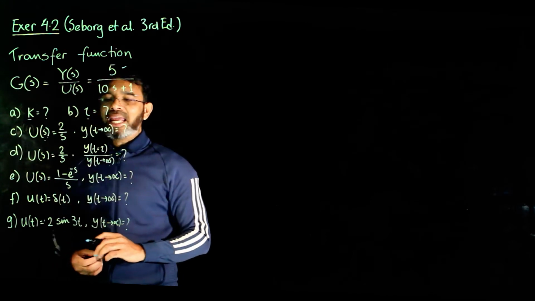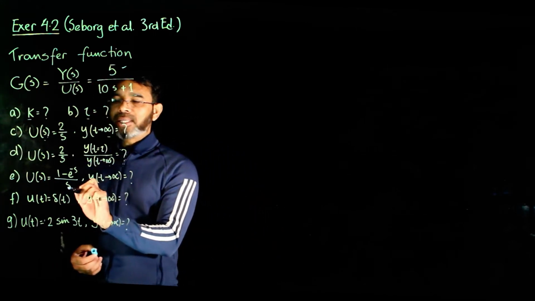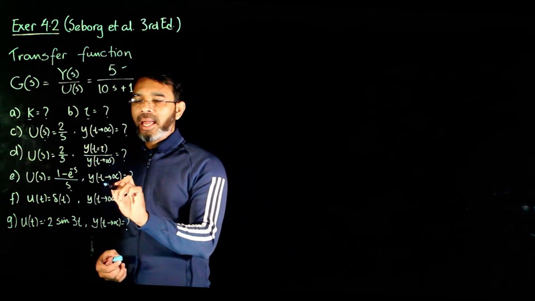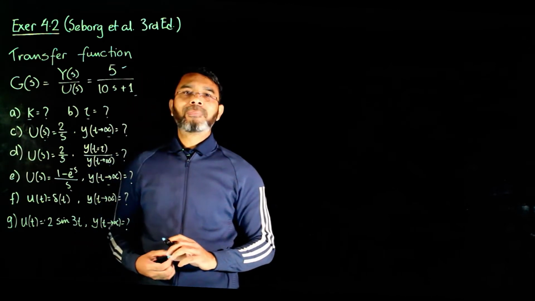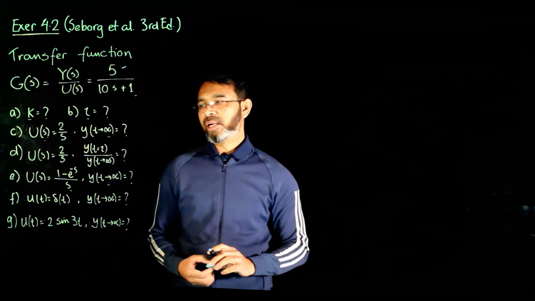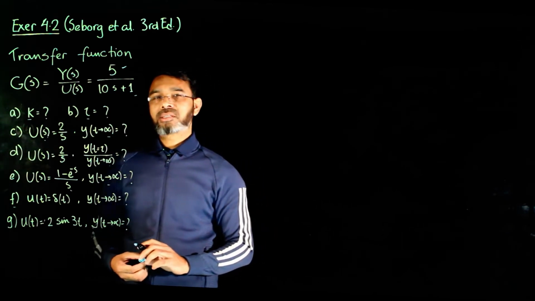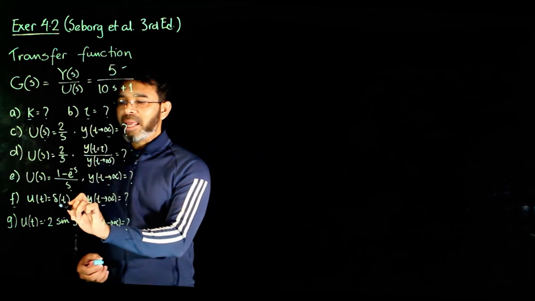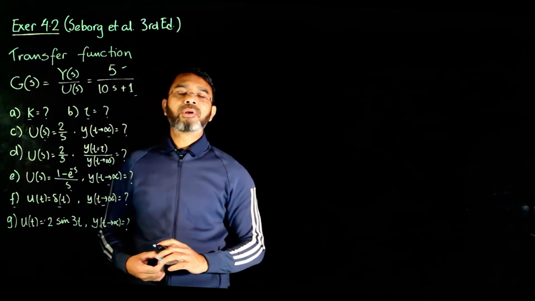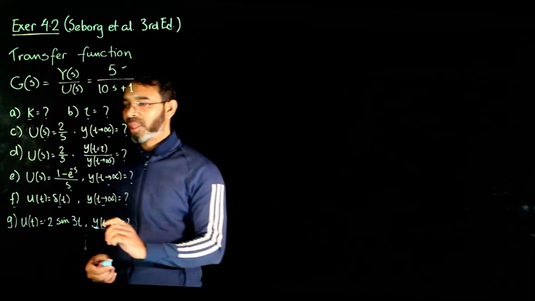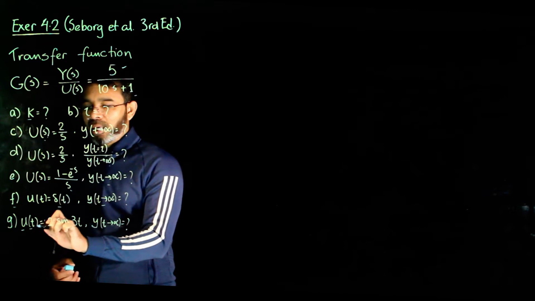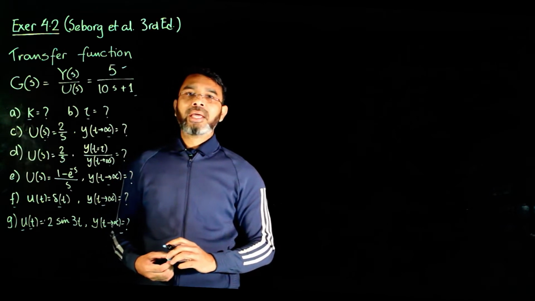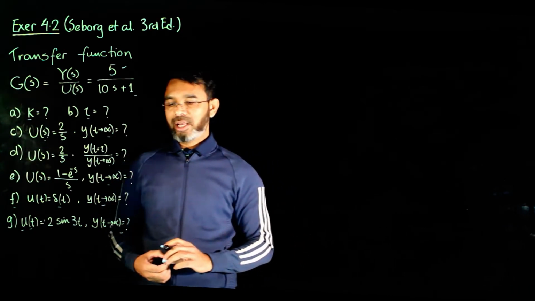Part E again gives another input signal, and if you look at this input signal, it's a pulse input, a rectangular pulse, and again it asks you to find the value of the output when t goes to infinity. Part F again asks you to find the value of the output when t goes to infinity for an impulse signal. The time domain expression of the input is given for this case. Then finally for part G, you are given a sinusoidal input, and you are asked to find the value of the output when t goes to infinity.